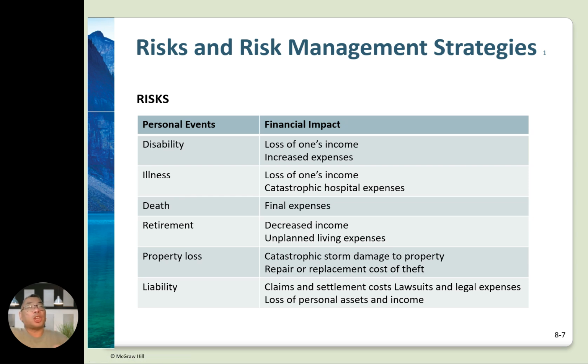Okay, if you are in the U.S., there's a problem there. The U.S. does not have universal health coverage, so you have to pay your medical expenses. Remember, it's very expensive to be sick there. Death will mean final expenses. Retirement will mean loss of income and unplanned living expenses. Property loss will be catastrophic storm damage to property, repair or replacement costs, or theft. Liability will be claim and settlement costs, lawsuit and legal expenses, and loss of personal assets and income.